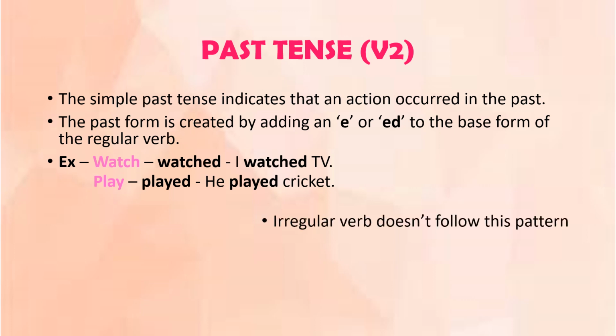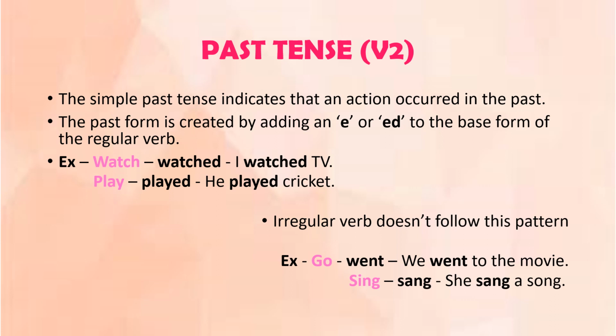But when a verb is irregular, the simple past tense form doesn't follow this pattern. For example, go will change into went and sing will change into sang. And we can form sentences such as, we went to the movie, she sang a song.